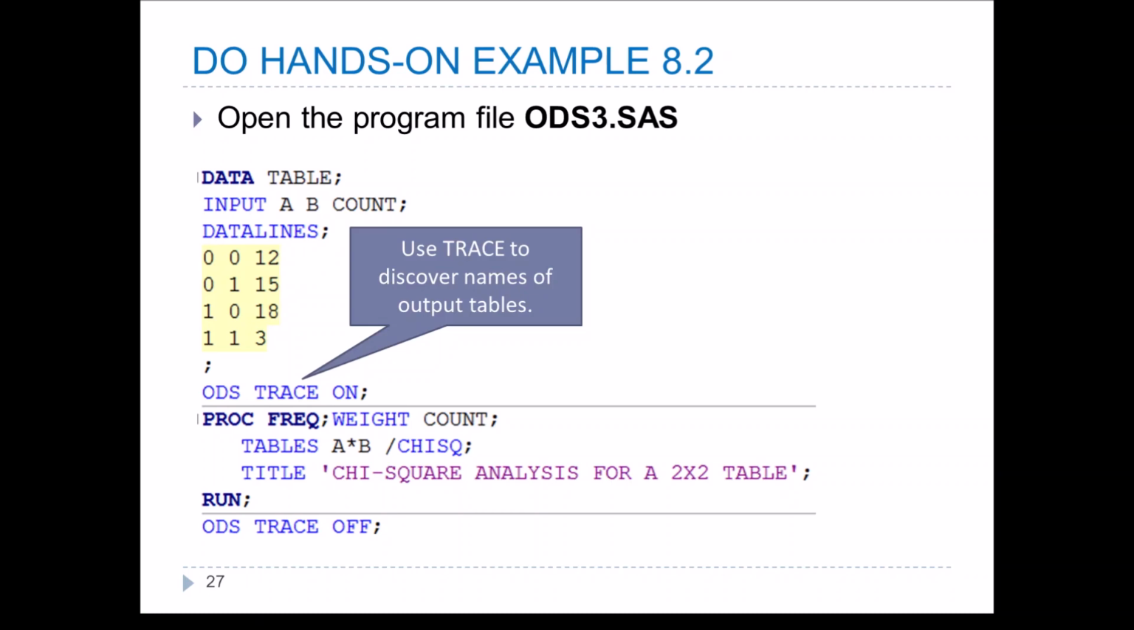And you can see here I'm opening and creating a dataset called table. And now, before I do my proc freq, I have ODS trace on. Then I have a proc freq that's going to create a chi-square analysis. And then I have ODS trace off. Now I happen to know that this is going to create 3 tables, but I don't want all those 3 tables. So how do we handle that?